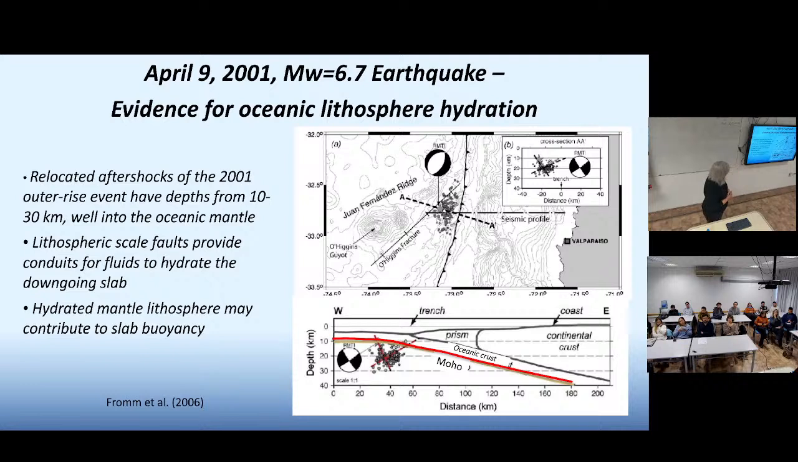So when this study came out, it didn't make a big splash, but it's been cited a lot lately because it shows how deep some of these outer rise faults go. So it just goes to show, sometimes you do something and you think, oh, well, it's interesting, but then later people say, wow, that's really interesting. So this is some really good evidence for oceanic lithospheric hydration.